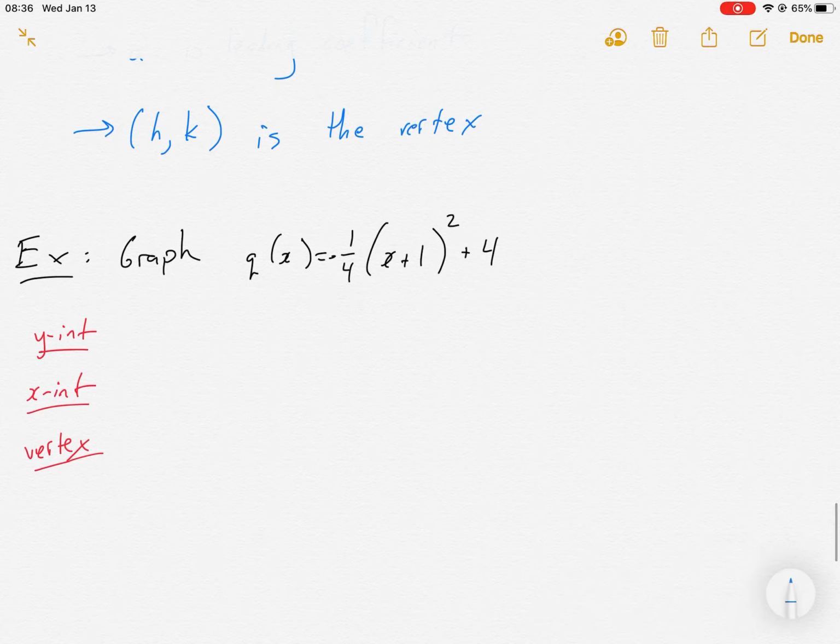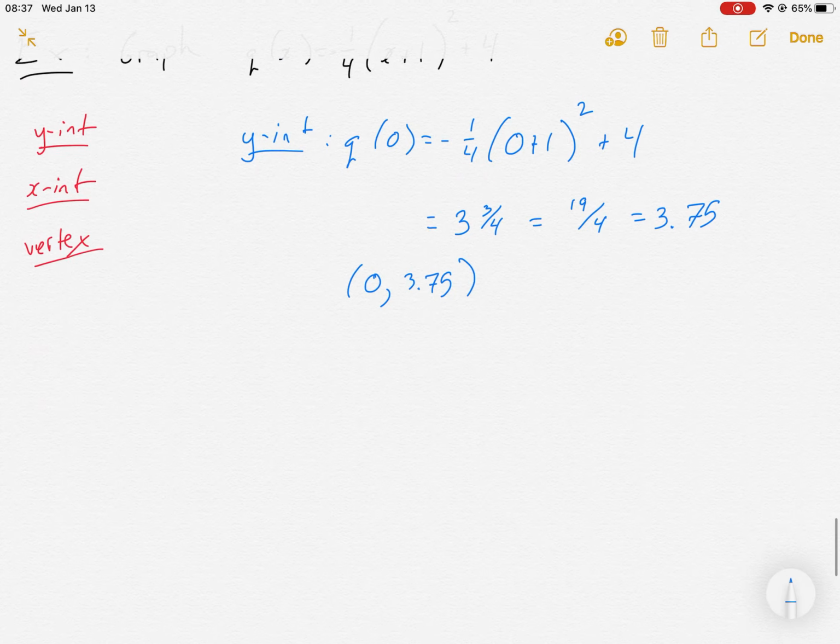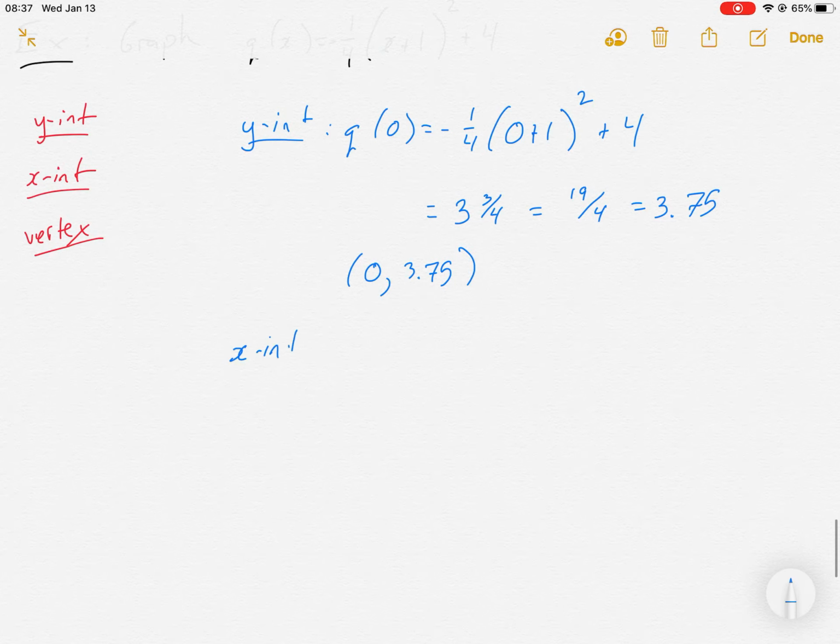So let's go ahead and start working on those. For the y-intercept, we set x equal to 0 no matter what. And we end up with negative 1/4 times (0 plus 1) squared plus 4. You can plug it into a calculator or use PEMDAS. You should get 3 3/4. Or another way to write this would be 19 over 4 or 3.75. Okay, so there is my y-intercept. I'll use the decimal answer here so it's easier to graph.